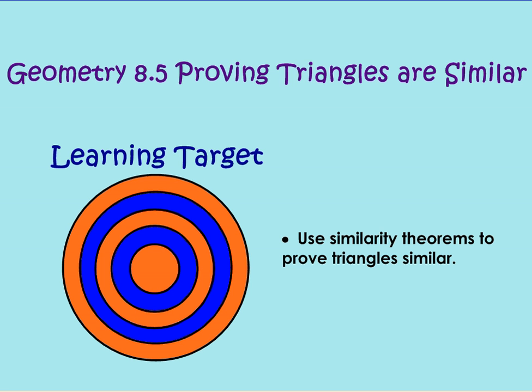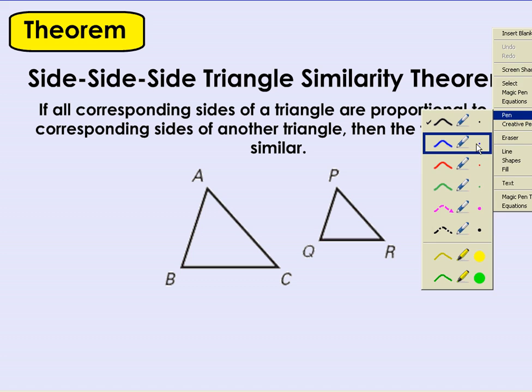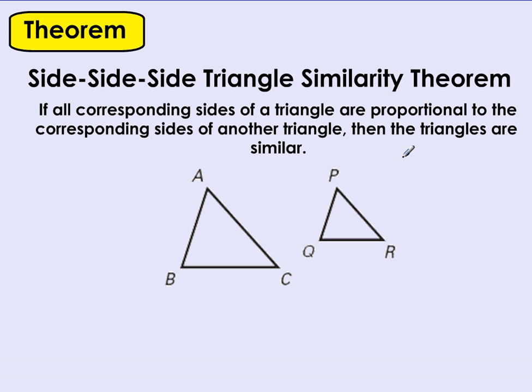First up, we have the side-side-side triangle similarity theorem. And this says that if all corresponding sides of a triangle are proportional to the corresponding sides of another triangle, then the triangles are similar.